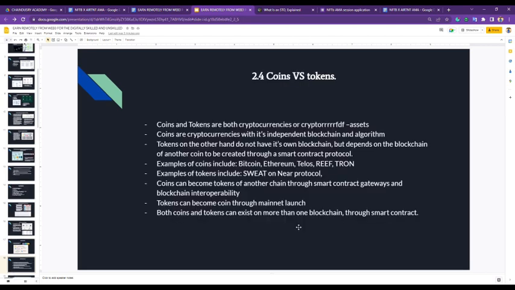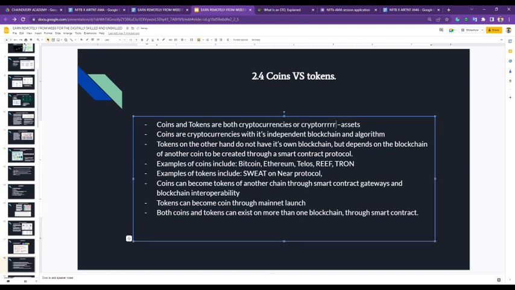Now let's move over to the next topic, which is coins and tokens. Coins and tokens. This topic is pretty interesting. Coins and tokens are both cryptocurrencies or crypto assets. Crypto assets. You need to take note of that. Coins and tokens are both cryptocurrencies or crypto assets.